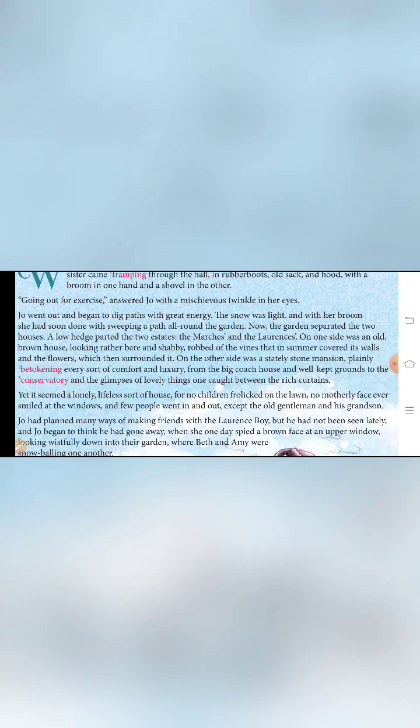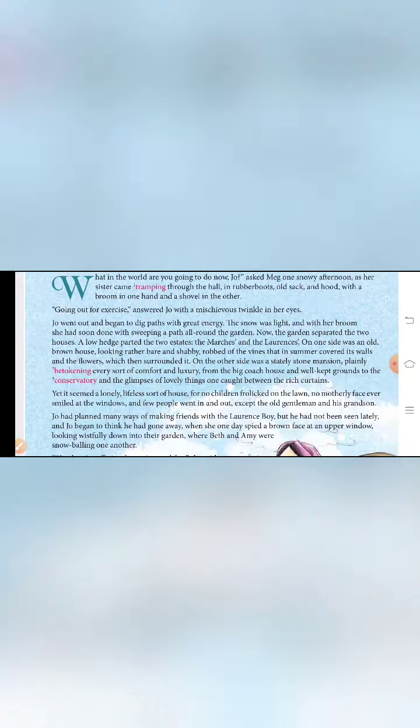So if sometimes the curtains of that house were opened, one could easily see that this house is very luxurious. It means this Lawrence family is a very rich family, and the second one, the Marches, were not very well to do. So let's see what is ahead.